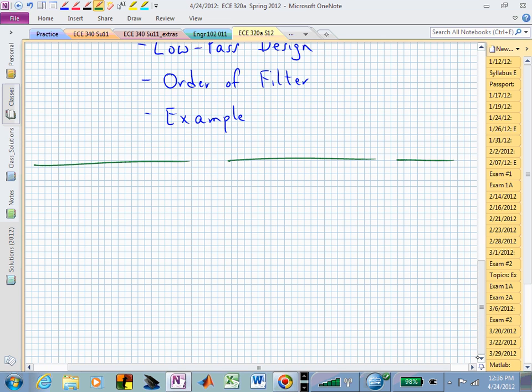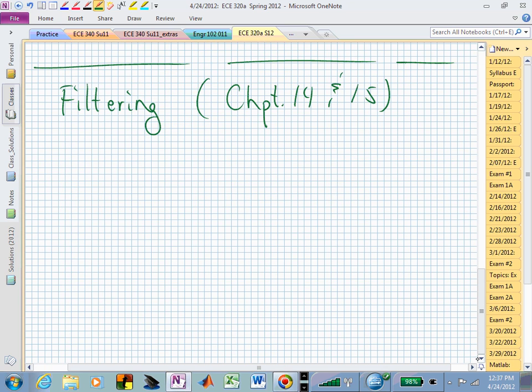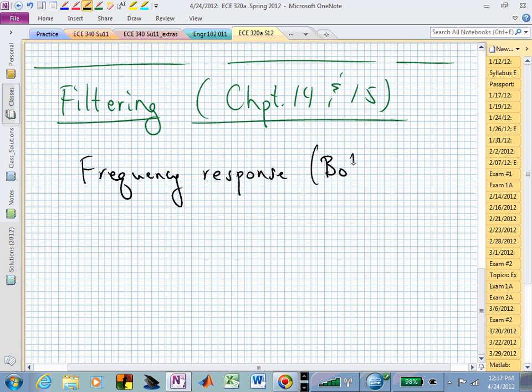Let's start with a very general overview of chapters 14 and 15. We've already been dancing around in those chapters anyway, so let's go ahead and say that we're working there. We've now become a little bit more comfortable with the frequency response. And if you aren't yet, hopefully after homework assignment 9, you're a little bit more comfortable.